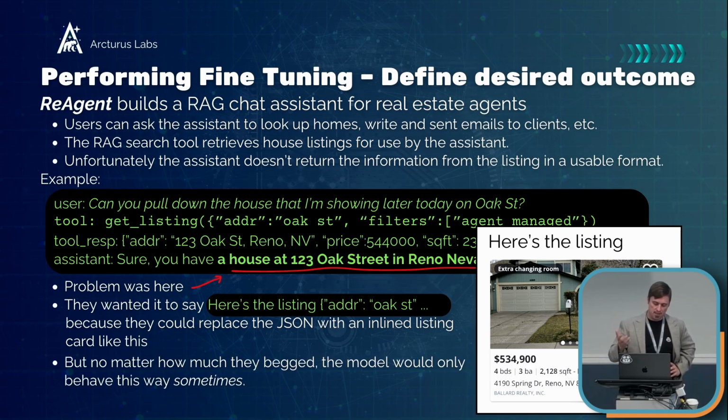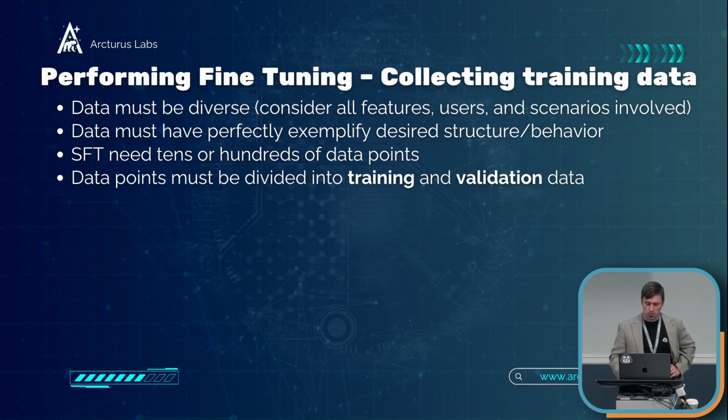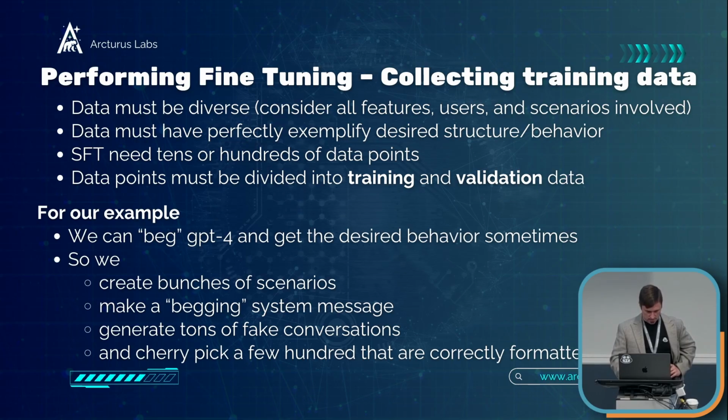But no matter how much they begged the model, it would only do it sometimes. But that sometimes it was actually useful. So when you collect the data, what happened here was we could give the model a bunch of examples, beg it to actually write the correct completion. It would do so, I don't know, maybe 10% of the time, but that's enough. You can actually scrape those results, and there's your training set. We have synthetic training data that's actually pretty legit.